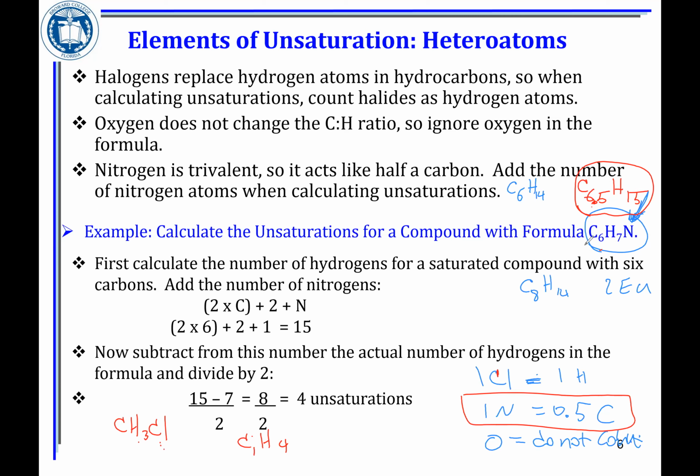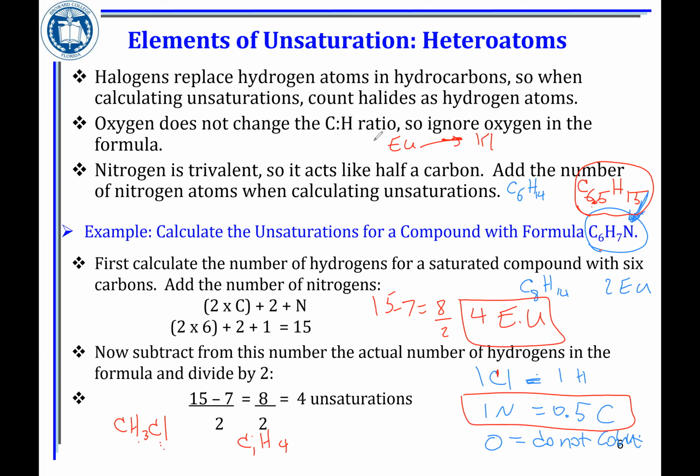We don't have 15. How many hydrogens do we have? 7. You have 7 hydrogens. 15 minus 7 gives you 8. 8 divided by 2 is 4 elements of unsaturation. Why do we divide by 2? They're all good questions, because every element of unsaturation is like a pi bond. 1 pi bond.